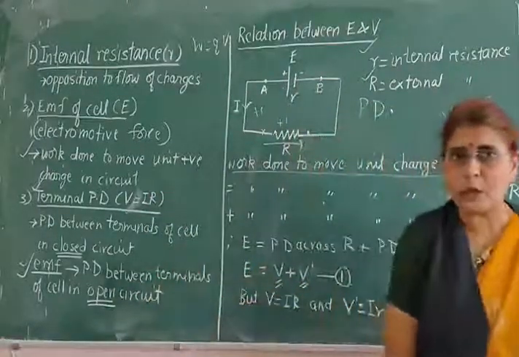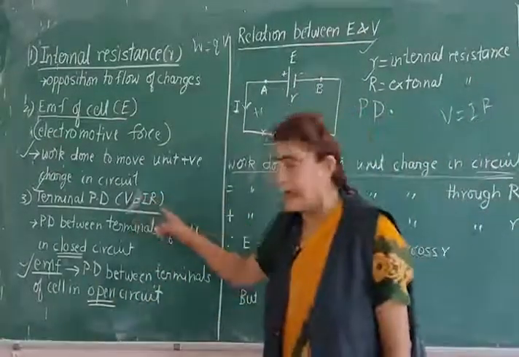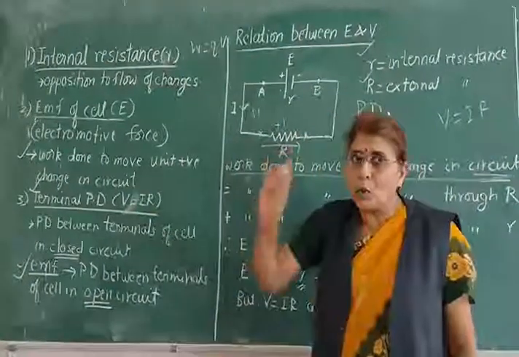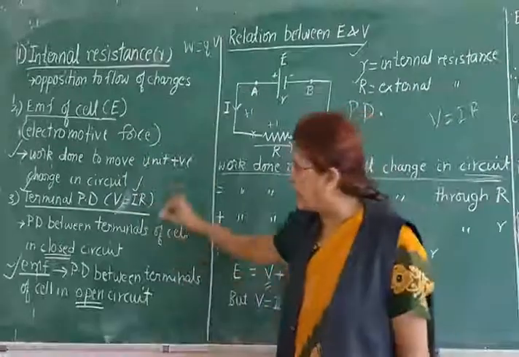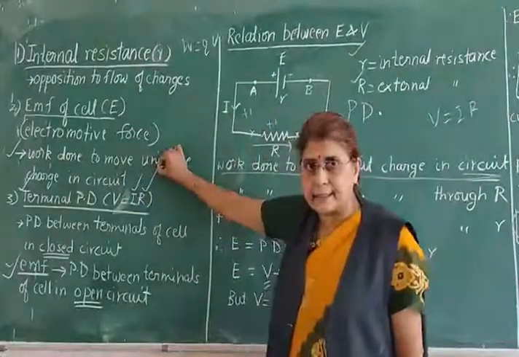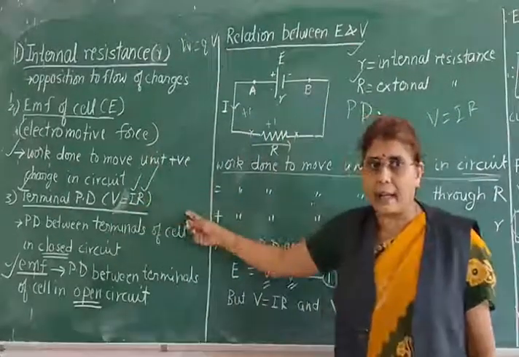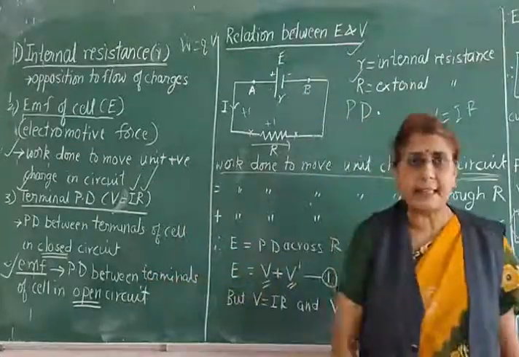Another difference is also that V is equal to IR. Means V depends upon two quantities. What are the two quantities? It depends upon the current and it depends upon the external resistance. V depends upon I and R, whereas EMF of a cell is constant.